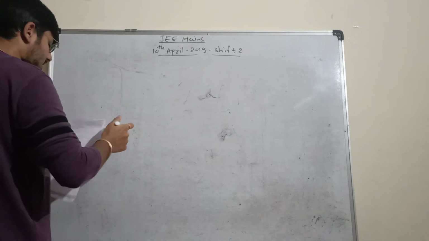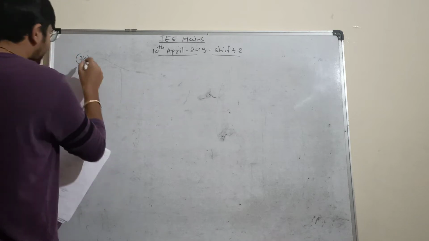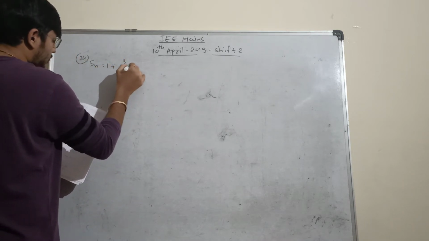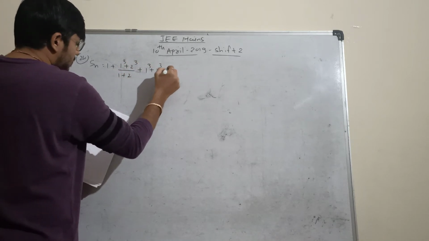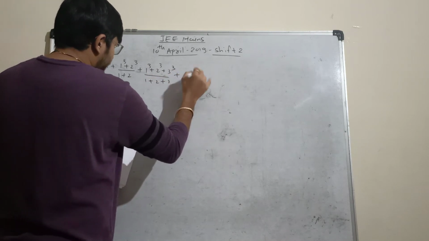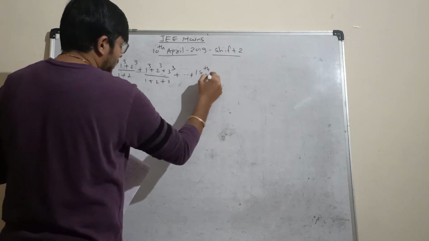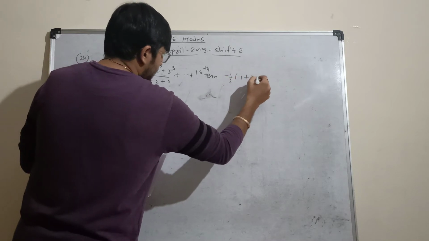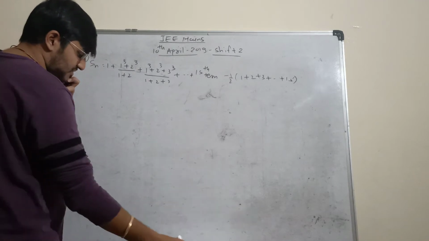The sum of the terms we want to find out in this 24. The sum 1 plus (1 cube plus 2 cube)/(1 plus 2), plus (1 cube plus 2 cube plus 3 cube)/(1 plus 2 plus 3), up to 15 terms we want to find out, and minus (1/2)(1 plus 2 plus 3 dot up to 15). This is we want to find out.